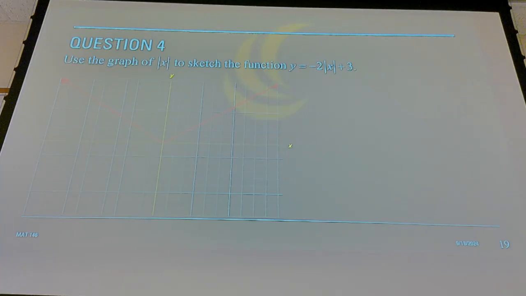So we have a reflection, vertical, a vertical stretch. How far does it go up? 3. So there is a supposed order to the transformations.